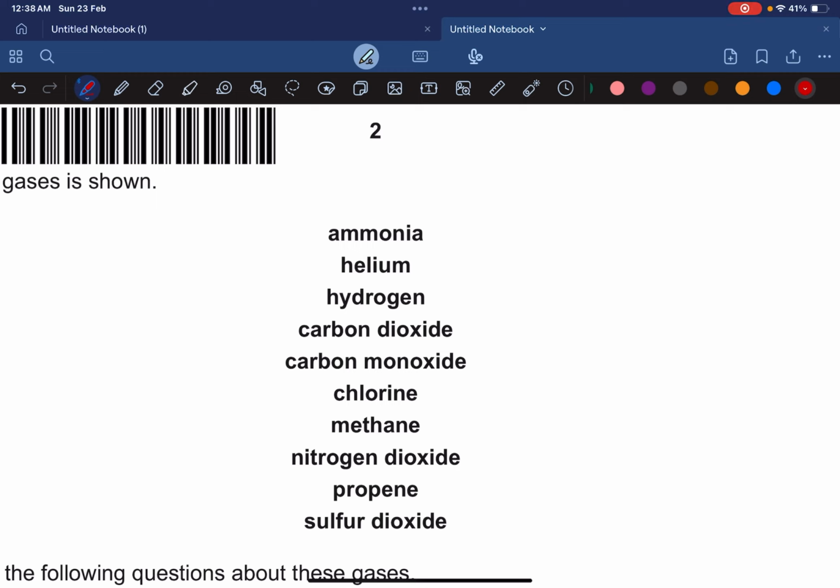Okay, ammonia gas, we know that it is produced by the Haber process. I'm going to write down all the information I know about these gases before even looking at the question. So I know ammonia is used in the Haber process, and it is made from nitrogen plus hydrogen forming 2NH3. And then we have helium gas.